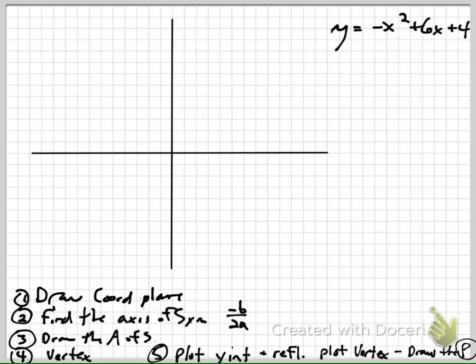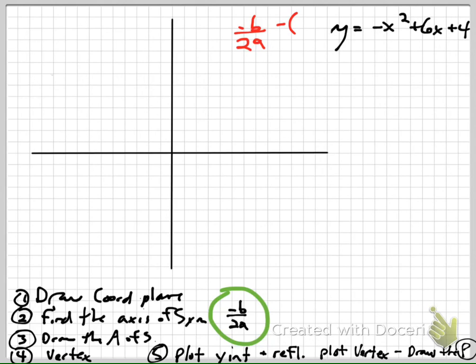All right, so the first thing we do is we draw our coordinate plane. I've done that. The next thing is you've got to find the axis of symmetry. That's this formula right here. Finding the axis of symmetry is minus b over 2a. So I'm going to go up here, minus b over 2a, which is minus b, so minus, in parentheses, don't forget, got to put it in parentheses.